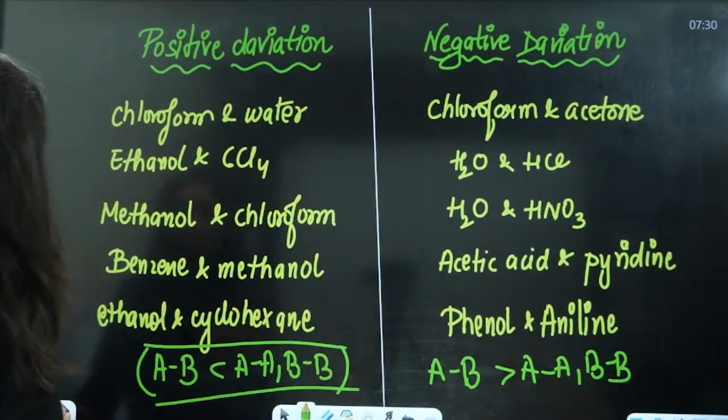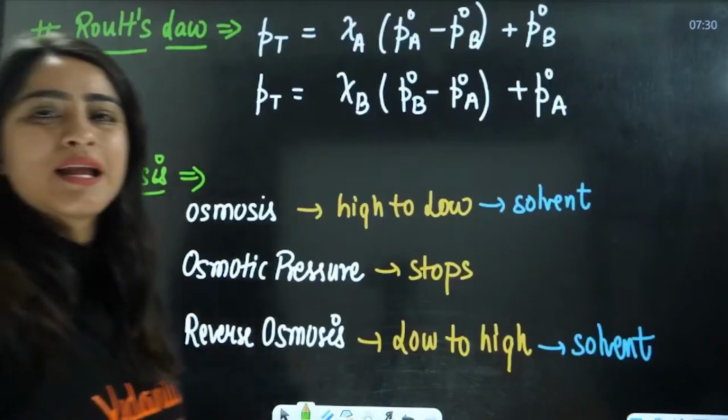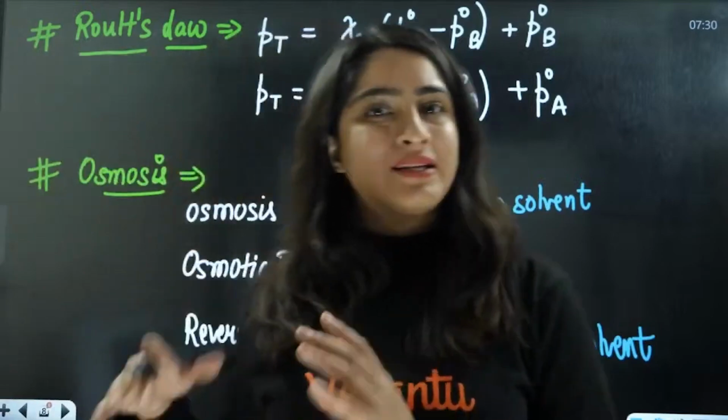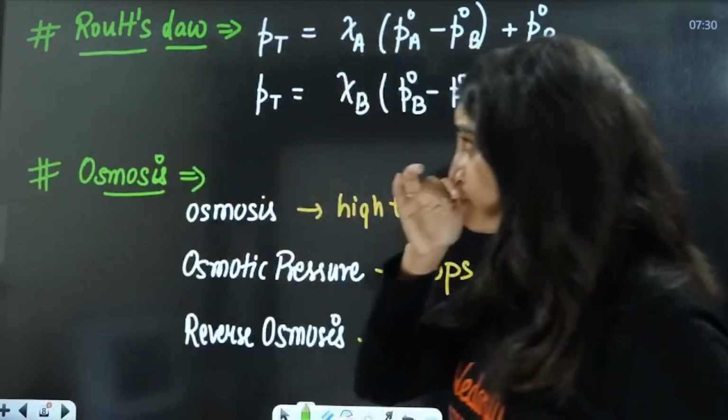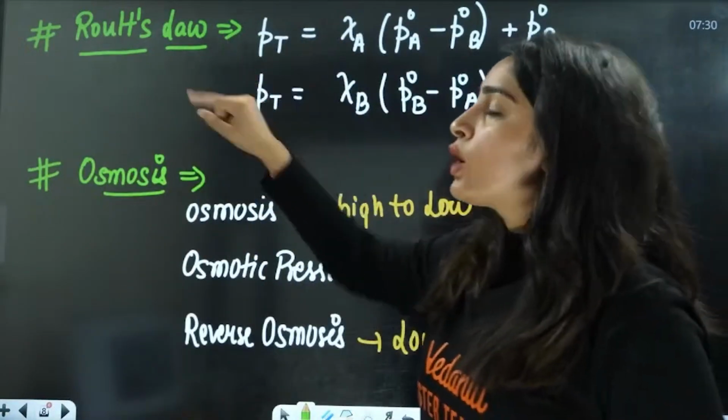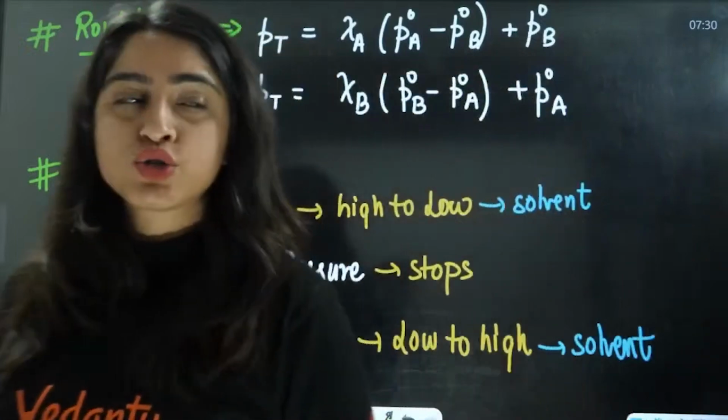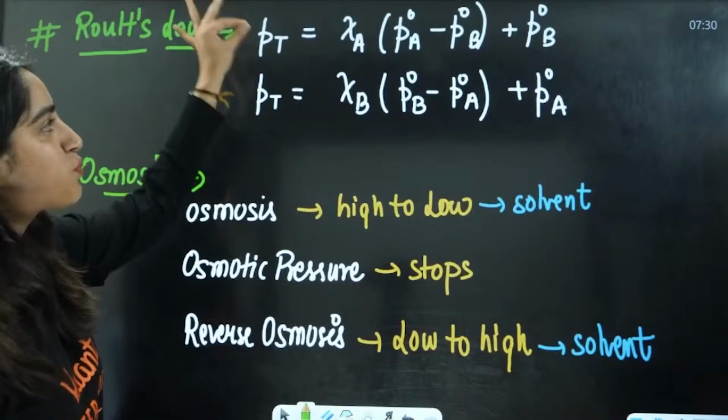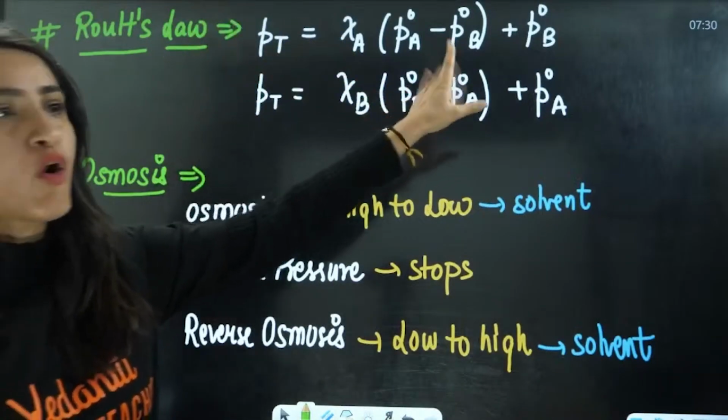So now let us see what is positive and what is negative deviation. Okay, ma'am, we have done the examples. Now, see this carefully. Now, what is Raoult's law? Okay, what is Raoult's law? Raoult's law is nothing but this direct formula.